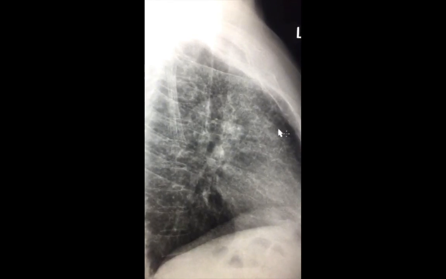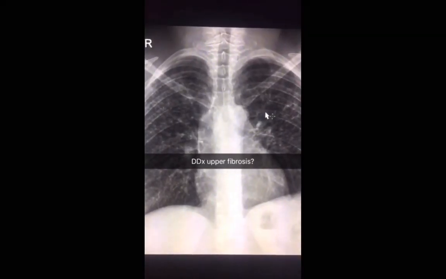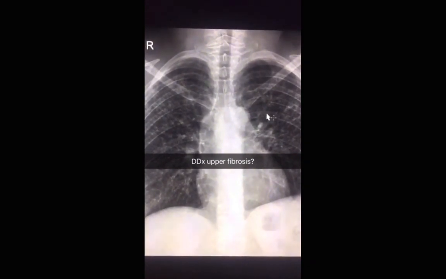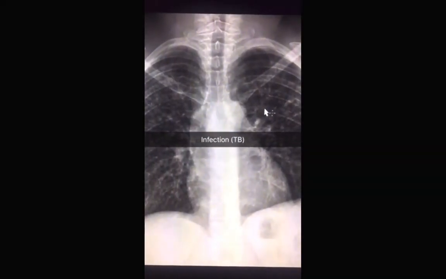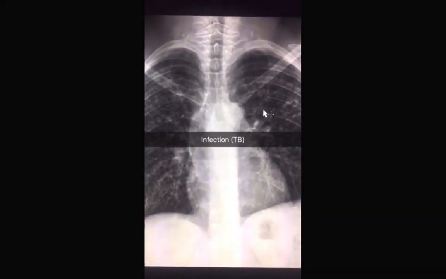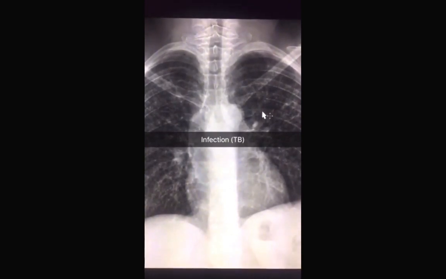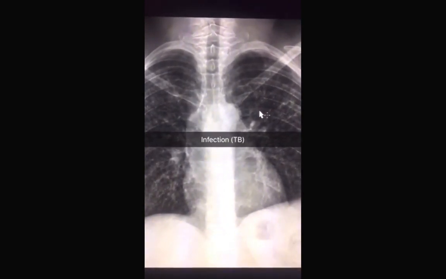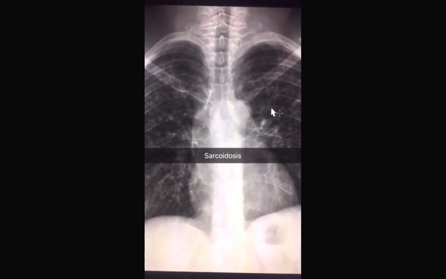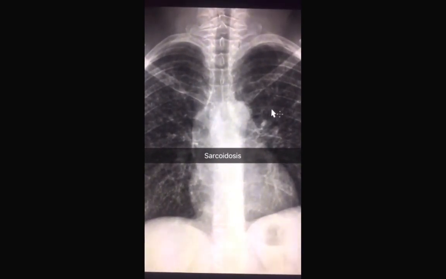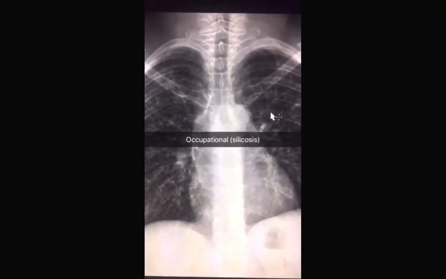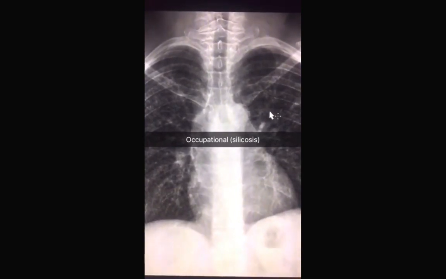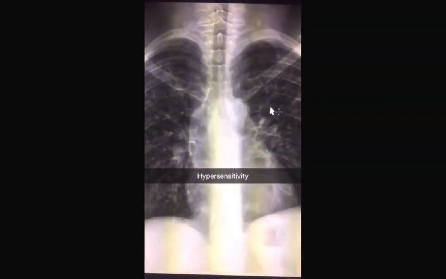So what's your differential diagnosis for upper lung predominant, interstitial, and likely fibrotic disease? Remote infections, in particular granulomatous infections such as TB, or fungal infections such as histoplasmosis, are a cause. Non-infectious granulomatous causes such as sarcoidosis are also important. If the patient has an occupational history, occupational lung disease such as silicosis might cause that as well. Chronic hypersensitivity pneumonitis from organic or inorganic material could cause fibrosis.